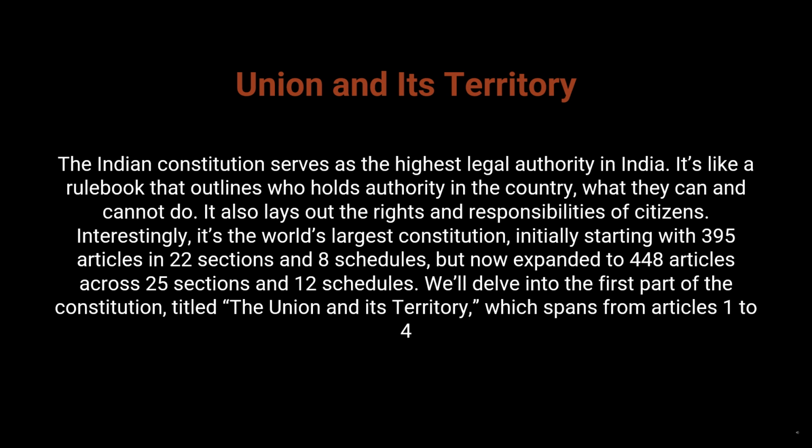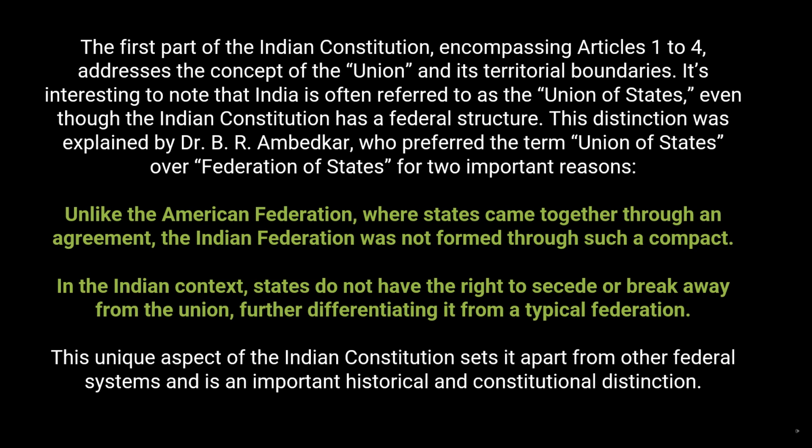We'll delve into the first part of the Constitution, titled The Union and its Territory, which spans from Articles 1 to 4. The first part of the Indian Constitution, encompassing Articles 1 to 4, addresses the concept of the Union and its territorial boundaries. It's interesting to note that India is often referred to as the Union of States, even though the Indian Constitution has a federal structure.